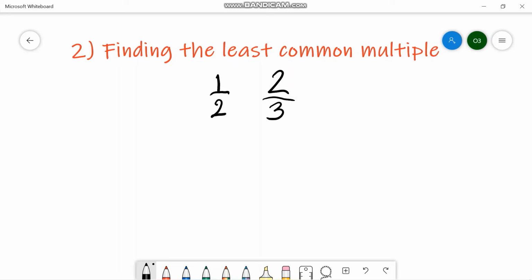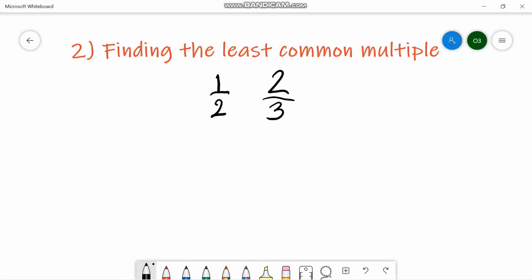We can use this without the fraction wall, because in the exam, you will not be given a fraction wall. Only in exercises are you allowed to use a fraction wall, but in an actual test or exam, you will not be given a fraction wall or fraction chart. So you have to know this method. You have to find the least common multiple of the denominators.